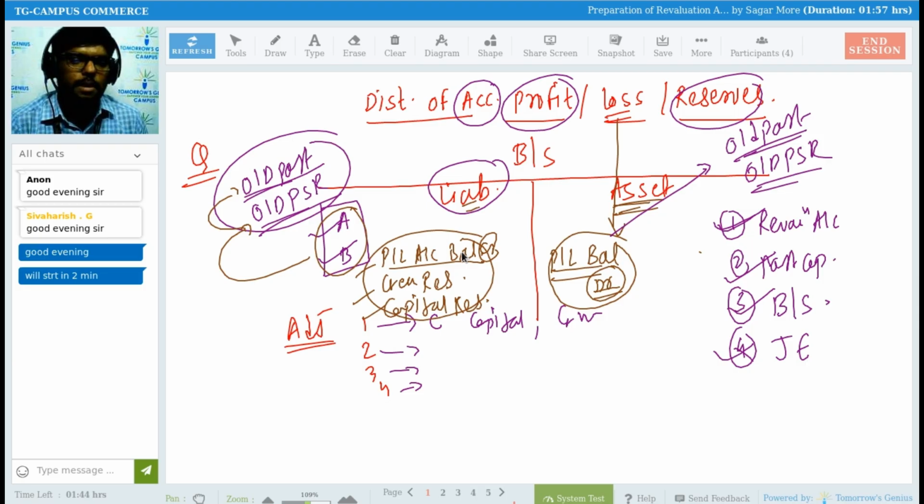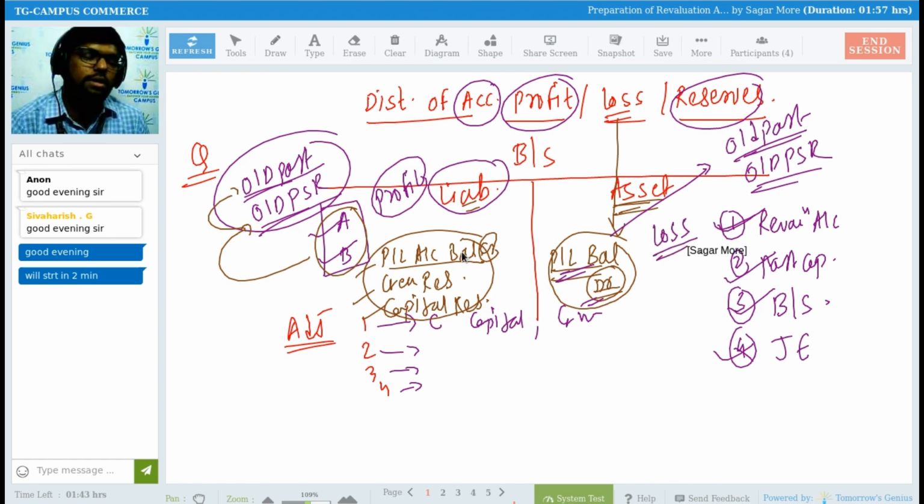Understood these? If you're finding a balance of profit and loss account or any reserves on the balance sheet liability side, it's a profit, right? And if you're finding a balance of profit and loss account on the balance sheet asset side, it's a loss. Whether it is a profit or loss doesn't matter. These profits and losses belong to the old partners, and we have to distribute them among the old partners as per their old profit sharing ratio.